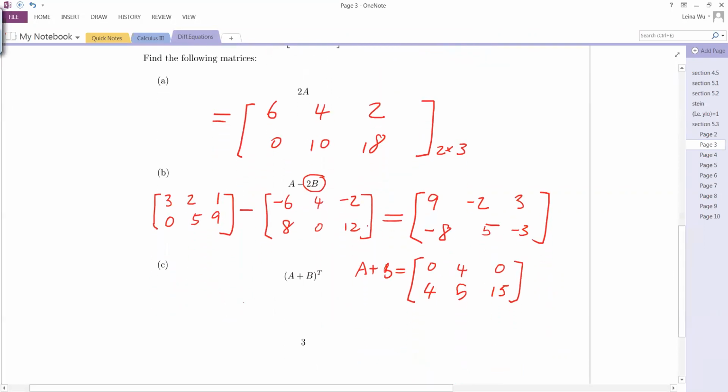Therefore, A plus B transpose will just be 0, 4, 0. Okay, first row turns to first column. 4, 5, 15. Second row turns to second column. Everything good? Yes. Kind of like a quick review of linear algebra, right?